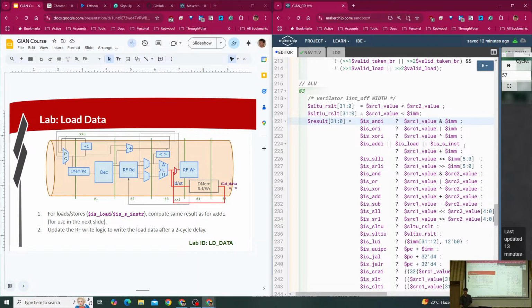So to hopefully clarify some confusion that a couple folks seem to have around why we're doing step 1, right? Why are we using the ALU like an add-I? For the loads and stores, we need an address that's computed as a base register, a base address that comes from a register, and an offset that comes from the immediate of the instruction.